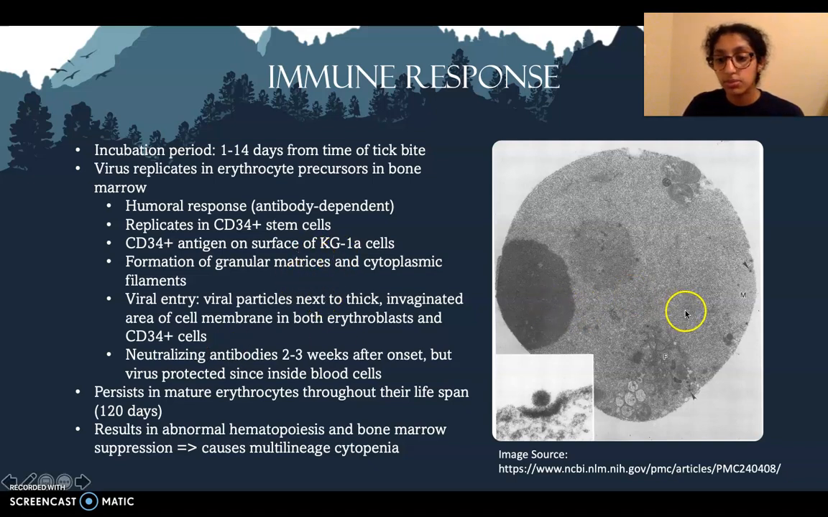The virus forms granular matrices and filaments, and here the virus is entering through endocytosis into the erythroblast. You can kind of see the membrane being pinched in, and neutralizing antibodies are only formed 2 to 3 weeks after the onset. But even though there are neutralizing antibodies in the bloodstream, the virus is protected from these antibodies because it's hiding inside the blood cells. So even though the neutralizing antibodies are flowing around the blood cells, the virus is not being neutralized, and it's a sneaky little guy, I guess.